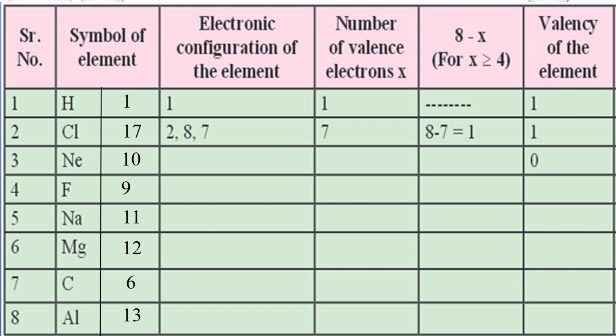After that, you have the next column which is written as 8 minus x, and it's written for x more than or equal to 4. So what does this mean? It means that whenever your valence electron number is 4 or more than 4, you will follow the formula of 8 minus x to find out the valency of the element.